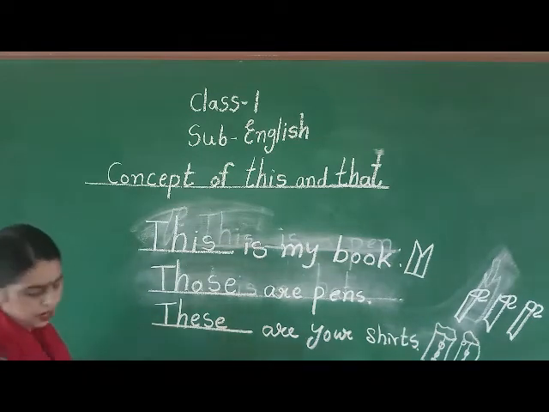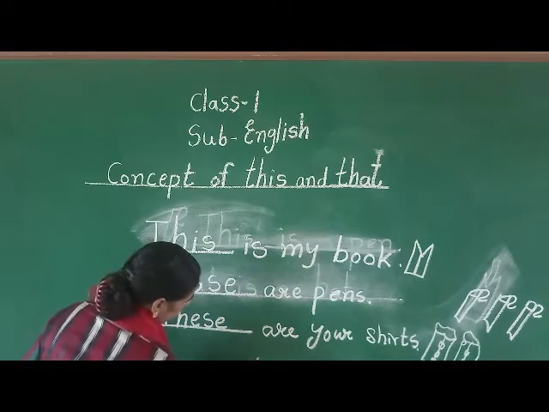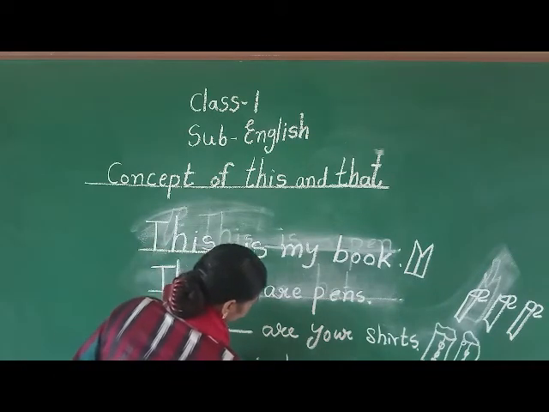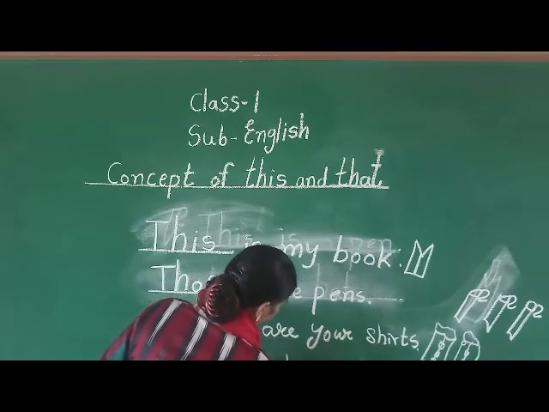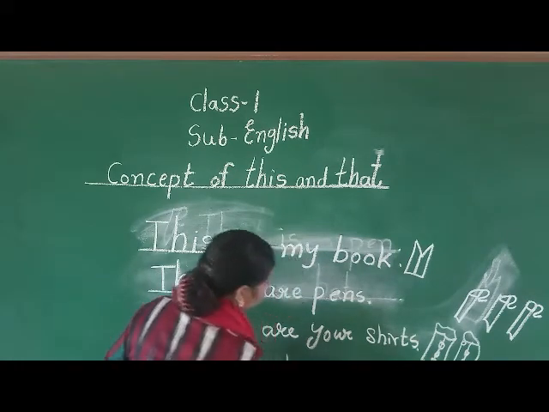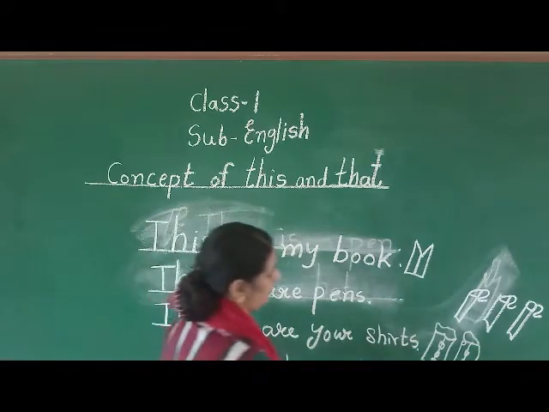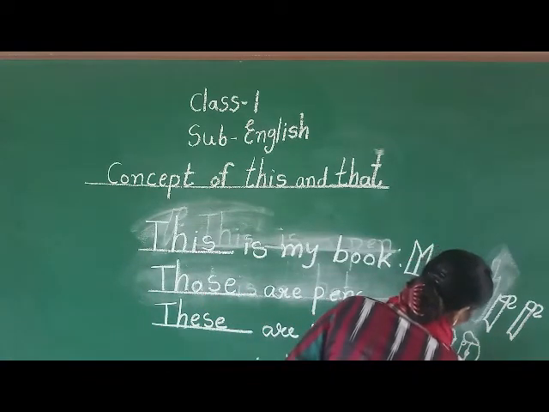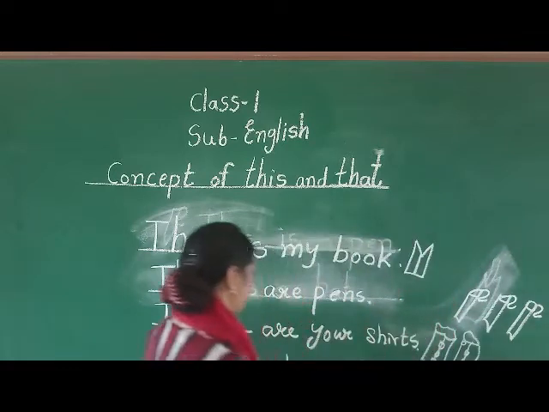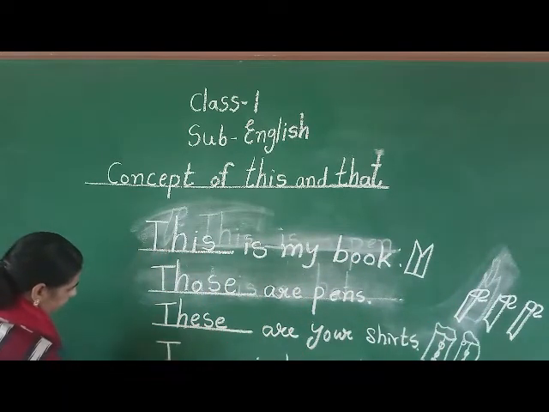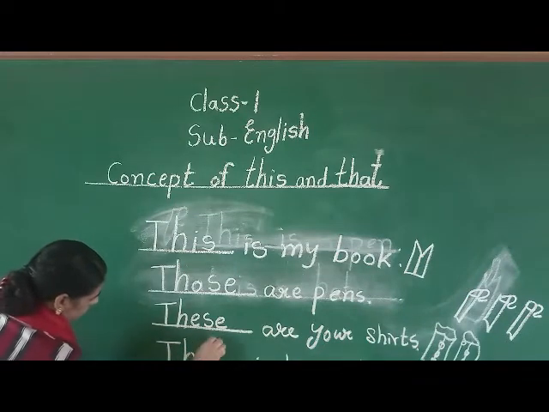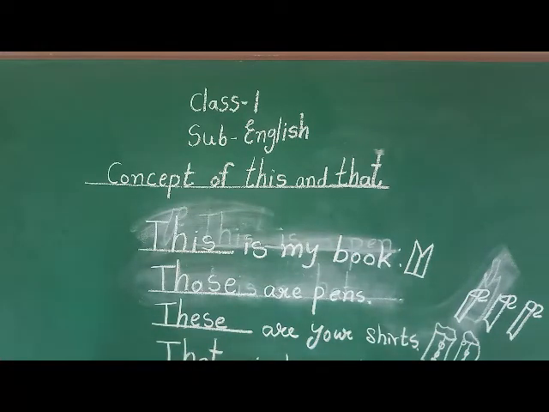Same way on number 4, dash is her umbrella. Now the picture of an umbrella is there and it is far away. So here it will come that, T-H-A-T. That is her umbrella. Now complete these 4 sentences in your book.